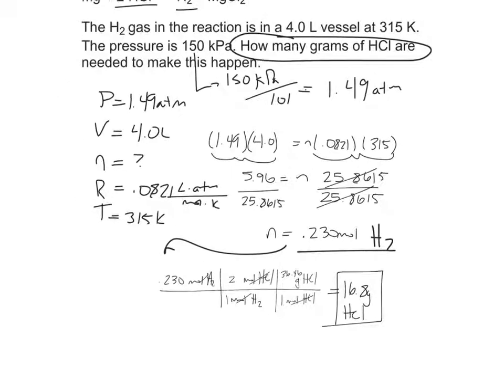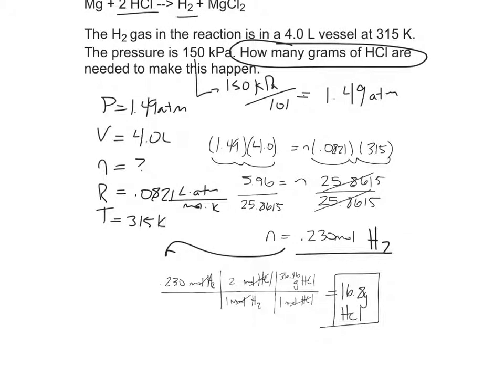Now taking a look at the whole problem again, first of all, I use my PV=nRT variables to solve for N, number of moles of H2. And then I use that answer to do the stoichiometry part, which is mole to mass stoichiometry, solving for grams of HCl. That takes care of this video lesson.